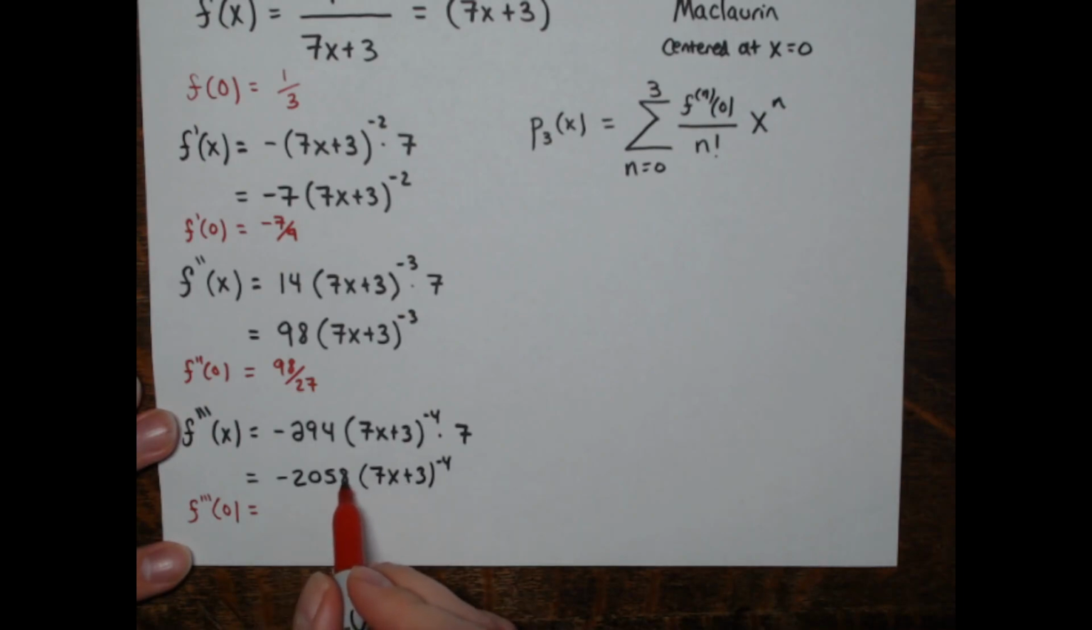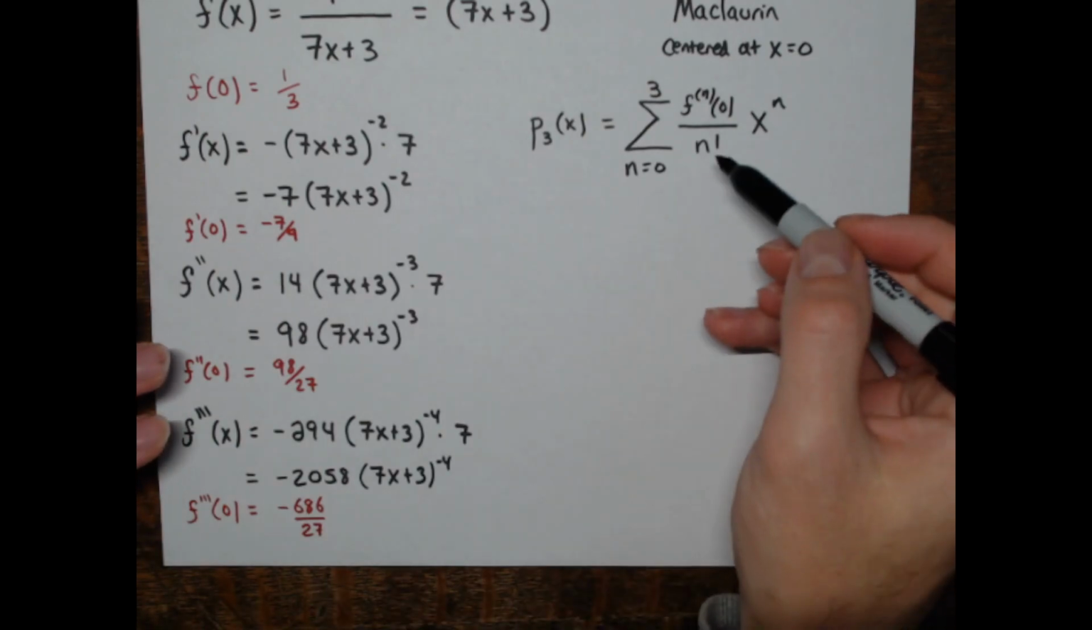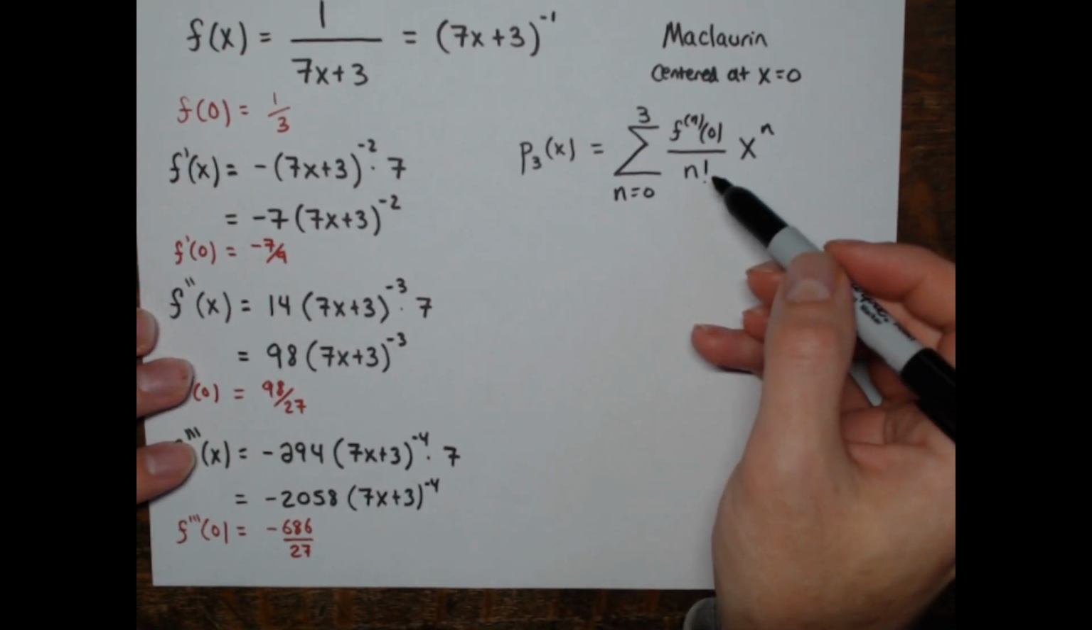Thing is, though, 3 goes into 2058 evenly. 3 goes into 2058 686 times. So this is negative 686 over 27, so one of the 3's goes into that evenly. Just double checking: 3 times 6 is 18, then 25, 3 times 8 is 24, then 18, 3 times 6. Yeah, so 686. And then I'm popping these in and dividing them all by n factorial, so that might change some things too.